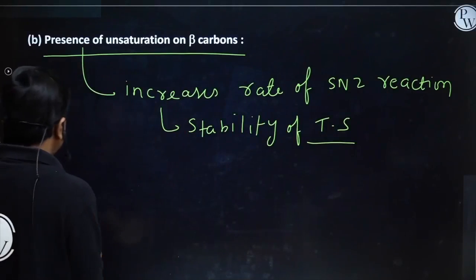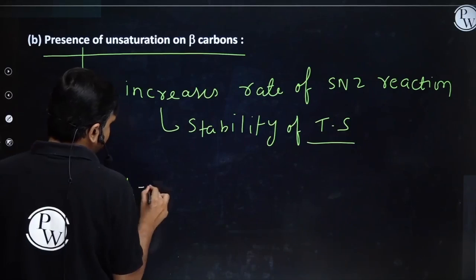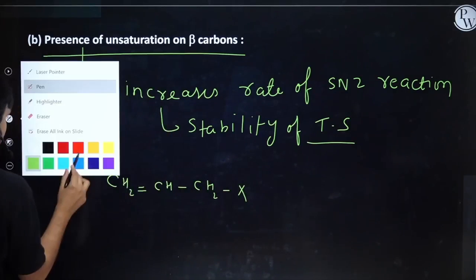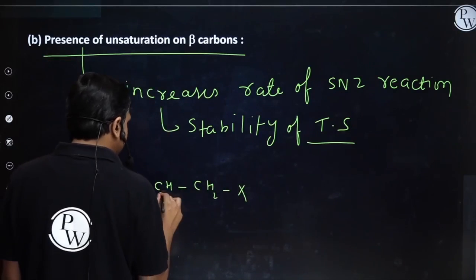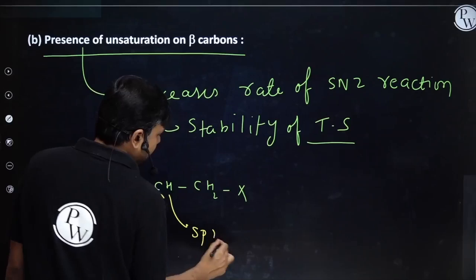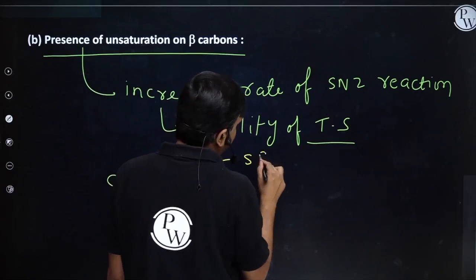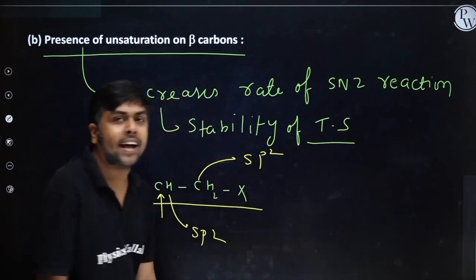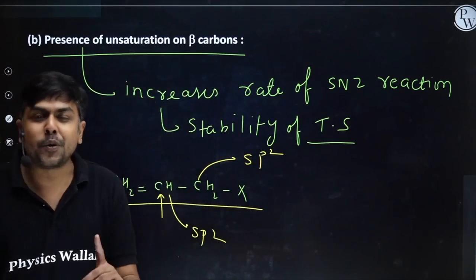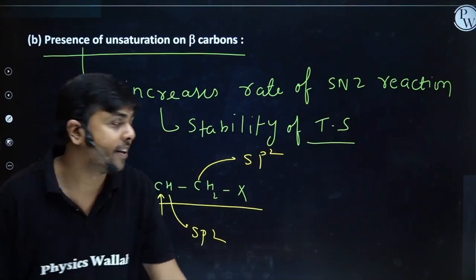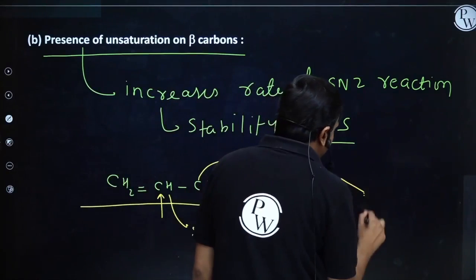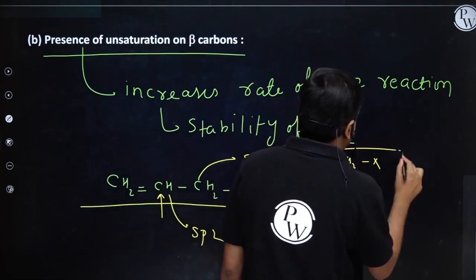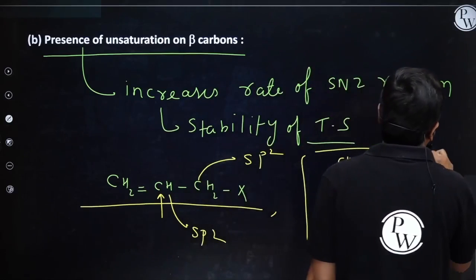The best examples are allylic halides, CH2=CH-CH2-X. There is unsaturation on the beta carbon. This carbon is the beta carbon, and it's sp2 hybridized. In the TS, this carbon is also sp2, so resonance will occur, and because of resonance, this allylic halide will give SN2 reaction at a much faster rate. Similarly, in benzylic halide also, Ph-CH2-X, SN2 will occur at a much faster rate.